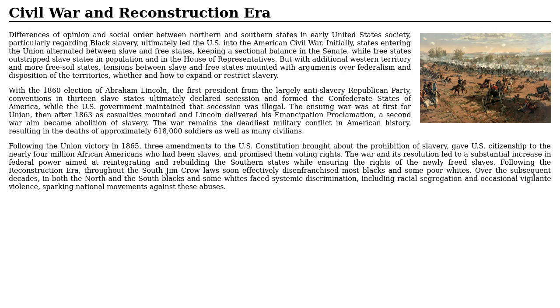Following the Reconstruction era, throughout the South, Jim Crow laws soon effectively disenfranchised most blacks and some poor whites. Over the subsequent decades, in both the North and the South, blacks and some whites faced systemic discrimination, including racial segregation and occasional vigilante violence, sparking national movements against these abuses.